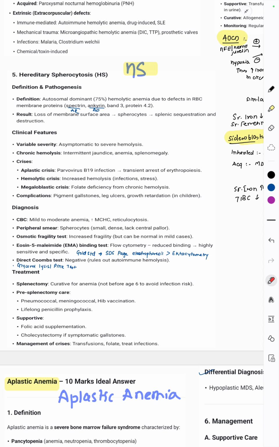There is an elective splenectomy that is done at around 6 years of age to avoid the infection risk. Pre-splenectomy vaccinations are given, lifelong penicillin prophylaxis is given, and supportive care is folic acid supplementation and cholecystectomy if the gallstones are symptomatic. The management of the crisis can be done by transfusion or folate, or by treating the infection simply.